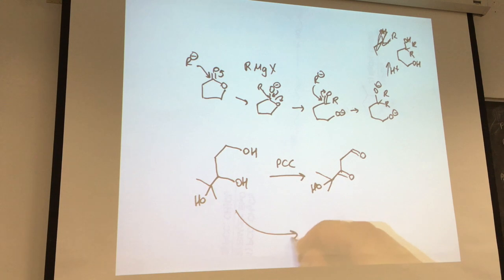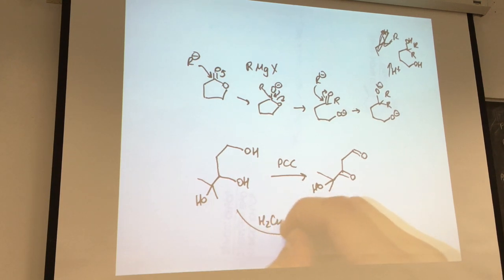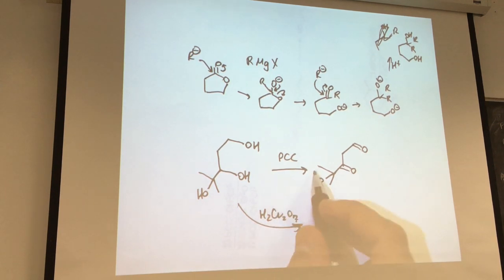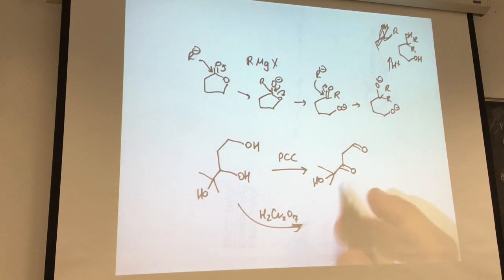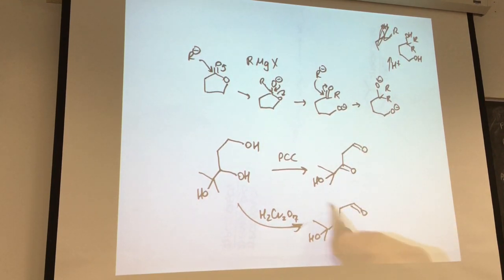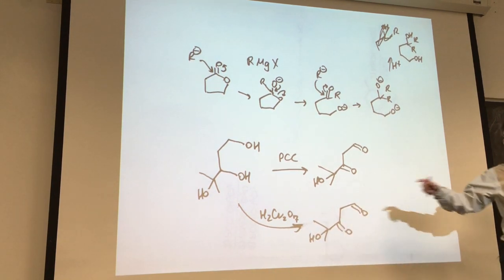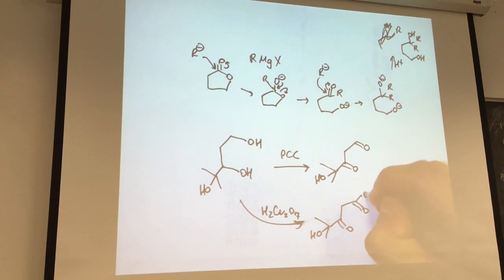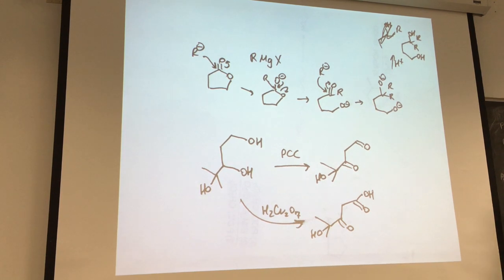What if you take the harsher one, for example, H2Cr2O7? That's the harsh one. What will be different? You will almost have the same molecule, but there will be a difference. What will be different? Yeah, what will not survive is the aldehyde. Harsh oxidants oxidize aldehydes all the way to carboxylic acid, so don't keep it an aldehyde. It will be a carboxylic acid.